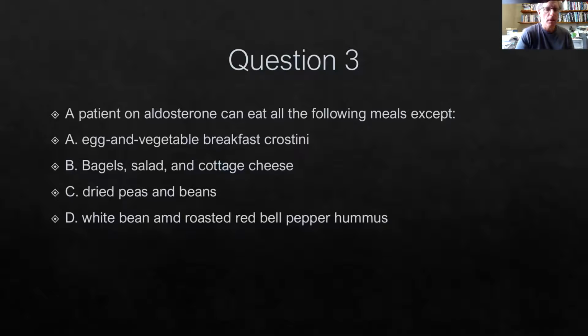Question 3. A patient on aldosterone can eat all of the following meals except: A, egg and vegetable breakfast crostini. B, bagel, salad and cottage cheese. C, dried peas and beans. D, white bean and roasted red bell pepper hummus.